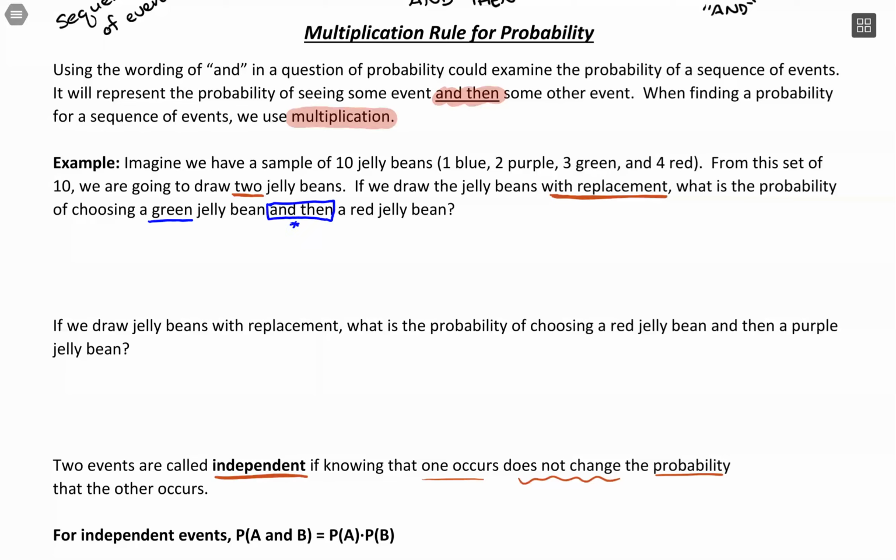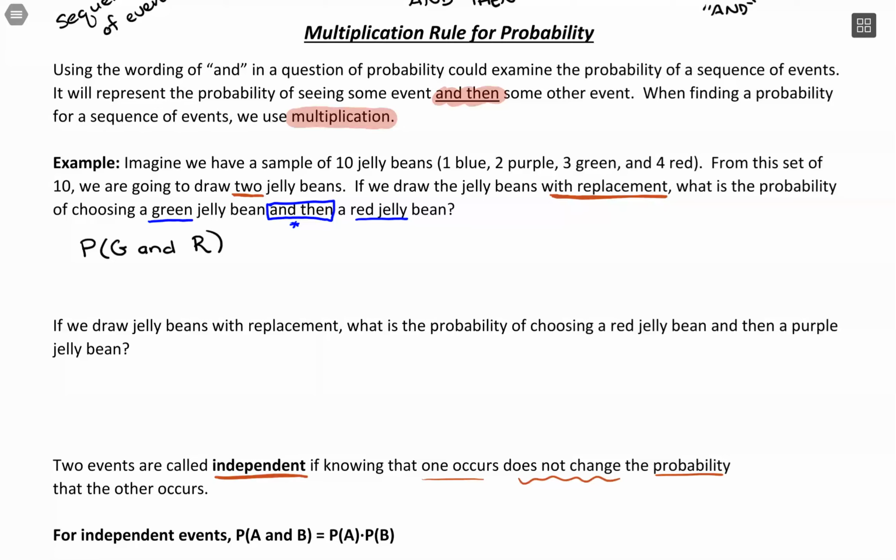I'll bring through my multiplication, and then a red jelly bean. So this is where, in terms of notation, I'm writing the probability of green and then red. And this is what I was talking about at the beginning of the video, that this notation looks exactly the same as if I was asking the question, like, what's the probability of choosing a jelly bean that is both green and red, which would be 0 because they don't overlap.